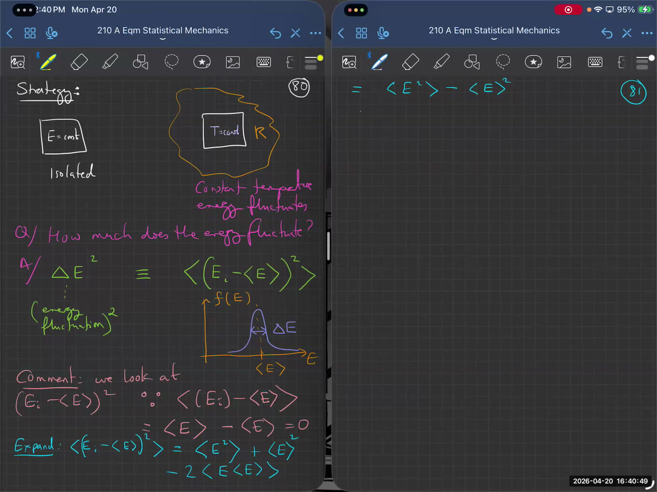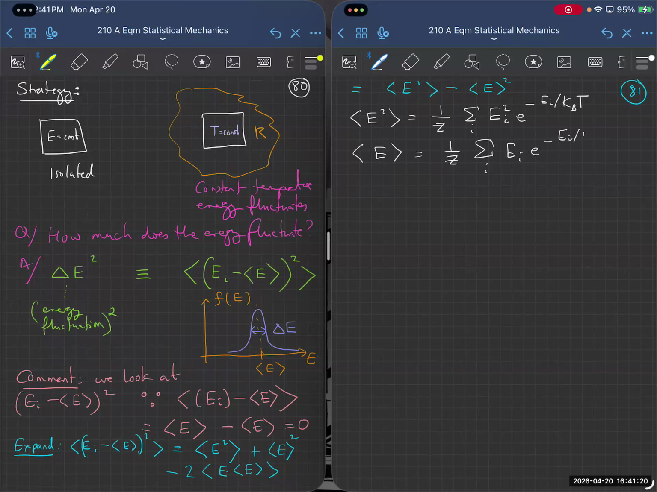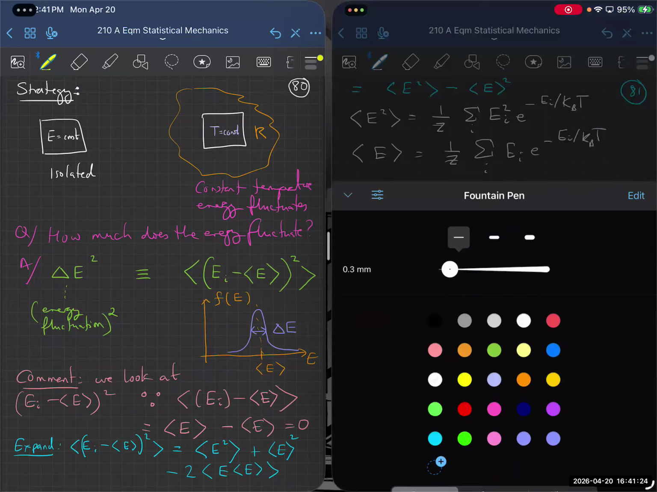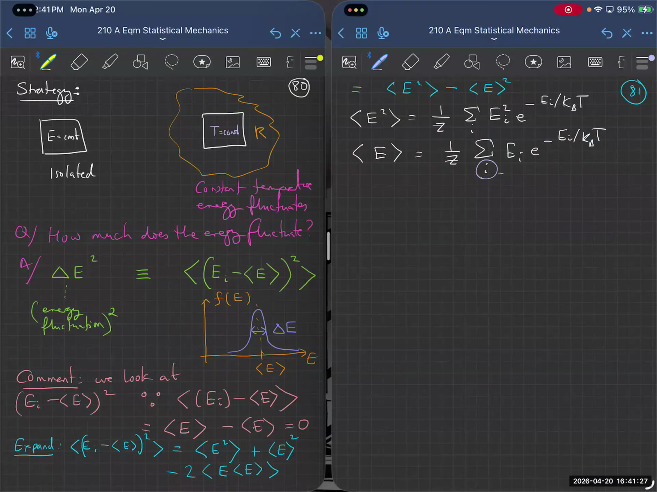So if I want to compute the expectation value of E squared, that is by definition 1 over Z, the sum over i, E_i squared, e to the minus E_i over k_B T. And the expectation value of E is equal to 1 over Z, sum over i, E_i, e to the minus E_i over k_B T. And this sum over i is a sum over what? Sum over states, exactly.